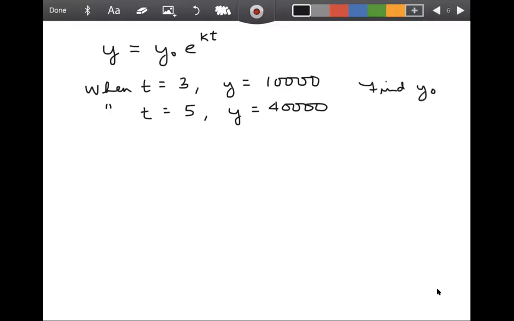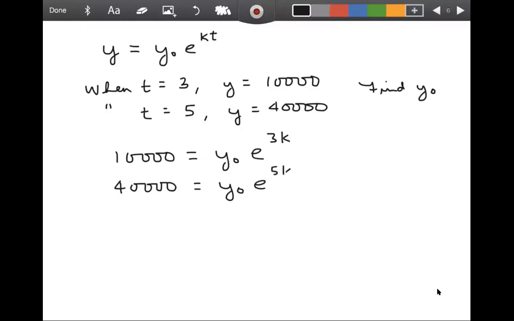Okay. So substituting those values, t equals 3 and y equals 10,000 into our equation, we get 10,000 equals y0 times e to the 3k, right? Because we're replacing t with 3. Excuse me. And doing the same thing with the other set of numbers, we get 40,000 equals y0 times e to the 5k. Now, if you solve both of these equations for y0, let's just do it. On the one hand, this equation says y0 equals 10,000 over e to the 3k. This equation says y0 equals 40,000 over e to the 5k. Both of those things are equal to y0, and so they have to be equal to each other.